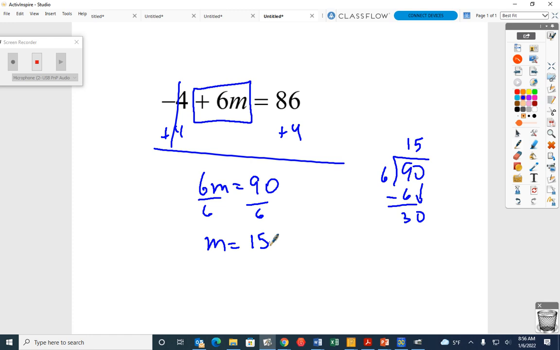15. Okay, do you see how you solve two-step equations, the first part? Yes. Do you want the worksheet or do you want me to do another one? Worksheet. Okay. We will get our worksheets.